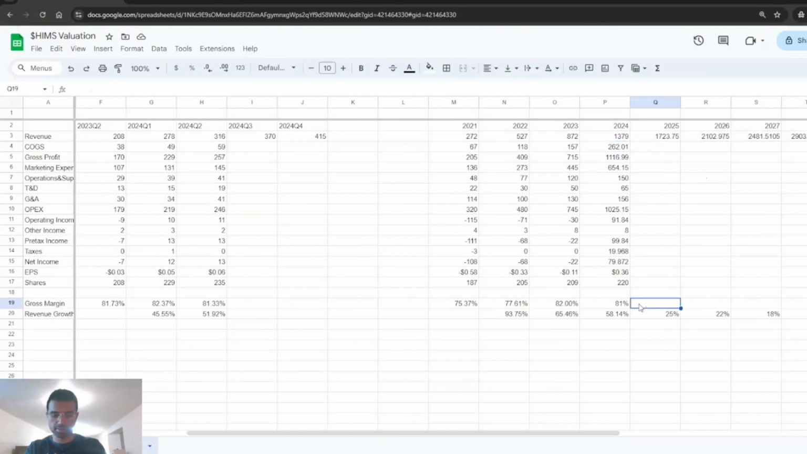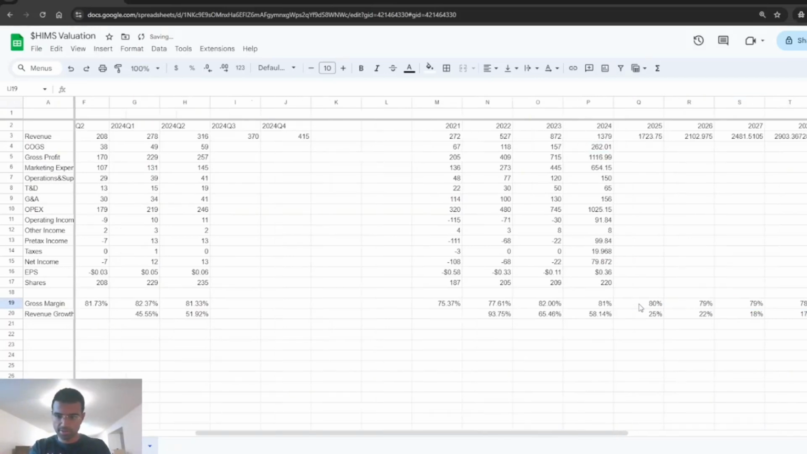I'm going to assume their gross margin goes down, super slowly. They might be able to keep it up, but let's try to be a little safer. I think maybe I need to reduce it a little more. 78%, 76%. Oops. And let's say 75%. Okay. So their number is going to be like that. Let's say from here it's this.